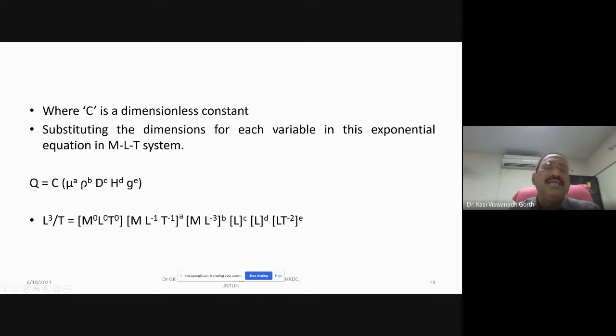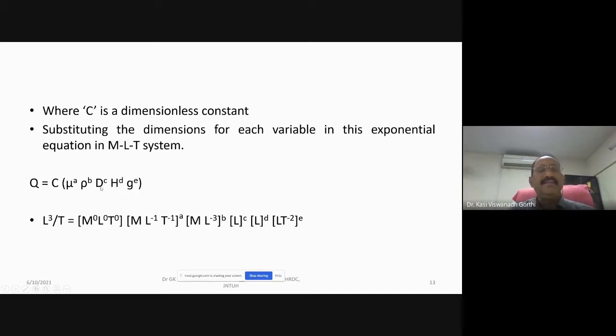Similarly, for mass density, mass per unit volume, M divided by meter cube, kg per meter cube, so M L to the power minus 3. Volume means it is a cube of a linear dimension, L cube. Since it is in the denominator, when it is brought to the numerator, it is L to the power minus 3. Whole to the power B.